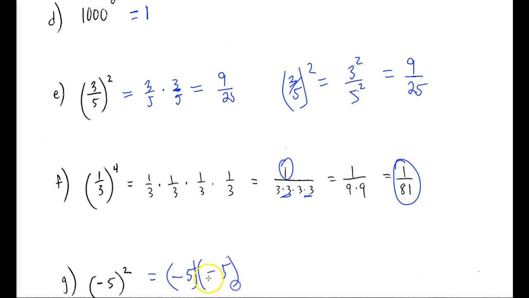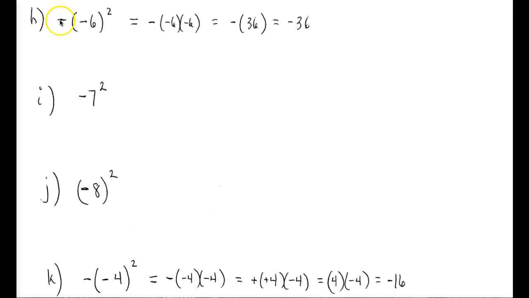And of course, a negative times a negative would end up being a positive. And so, yeah, go ahead and do that. And then 5 times 5 is 25.